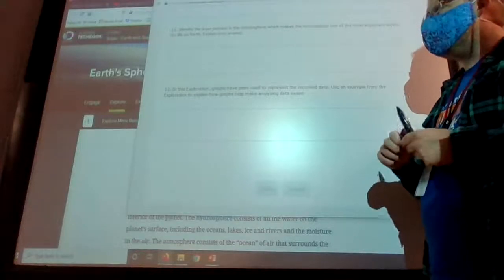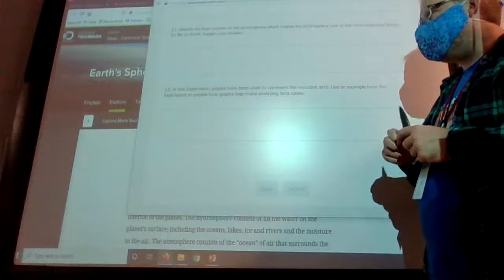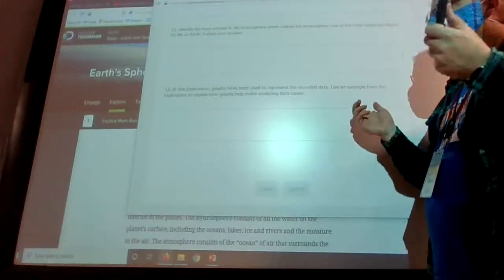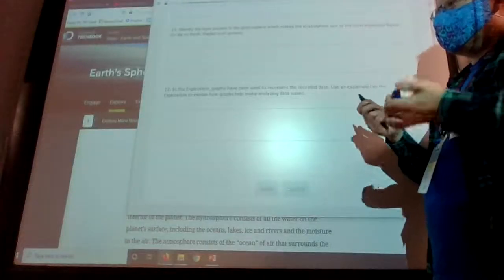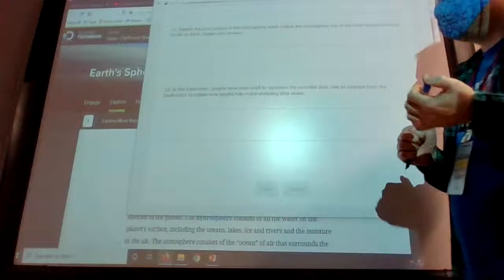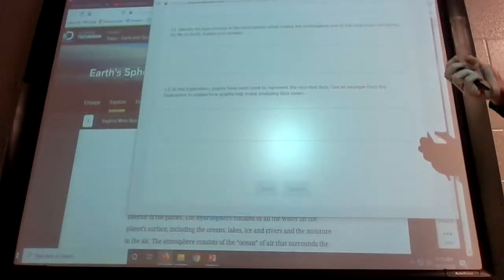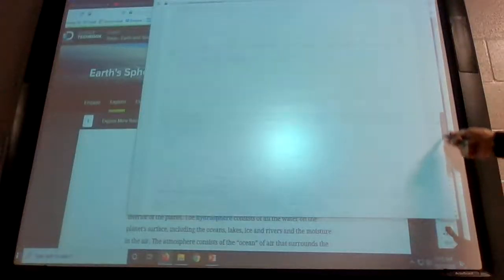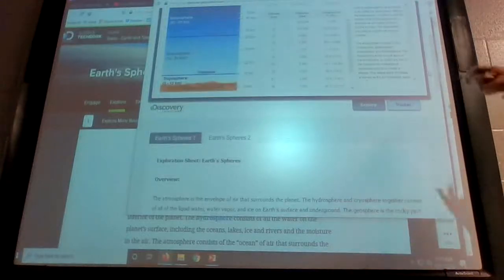In this exploration, graphs have been used to represent the recorded data. Use an example from the exploration to explain how graphs help make analyzing data easier. What? I mean, graphs show you things. What do you want from me here? Yeah, let's just omit that one. We all know what graphs do. They visualize things for you. Maybe like in the atmosphere one, you see that it goes up and down.